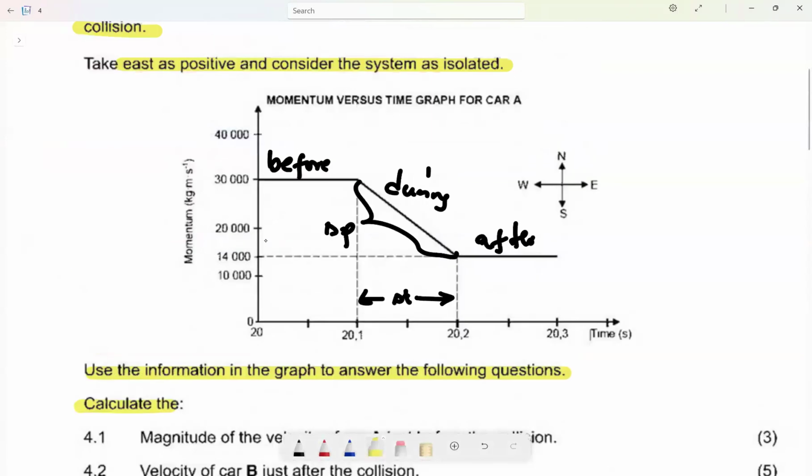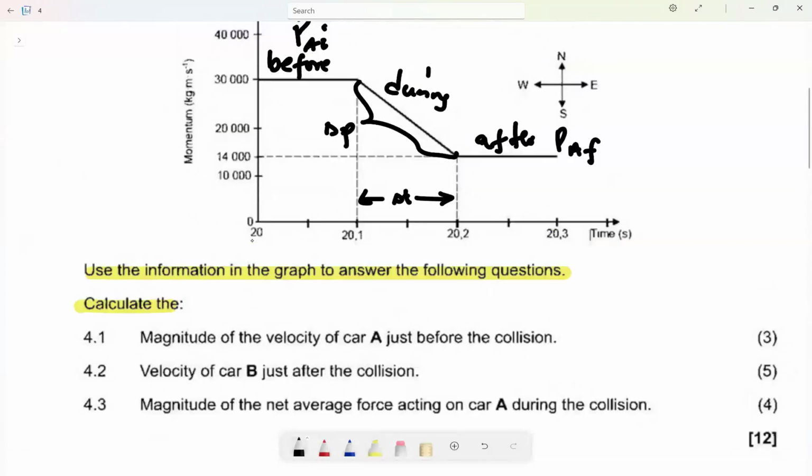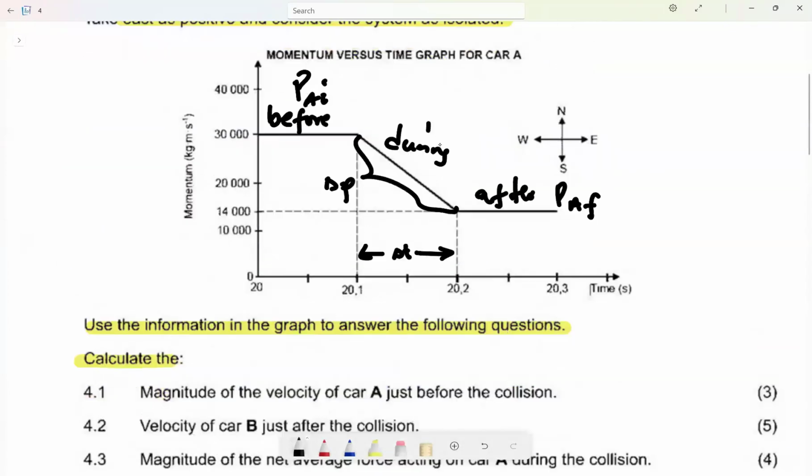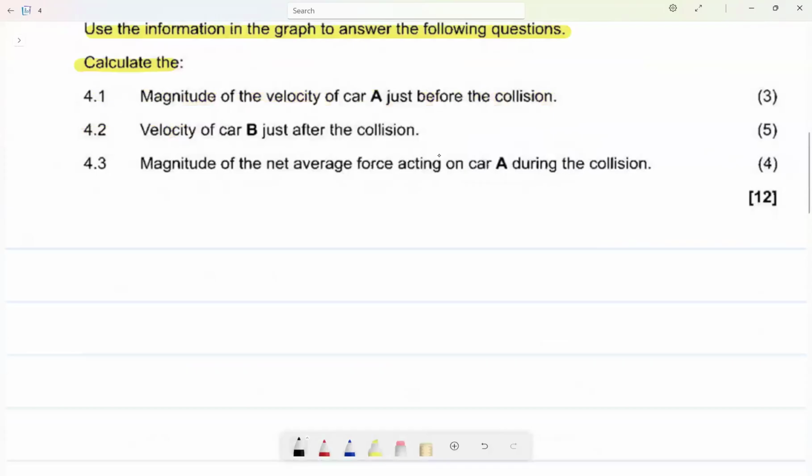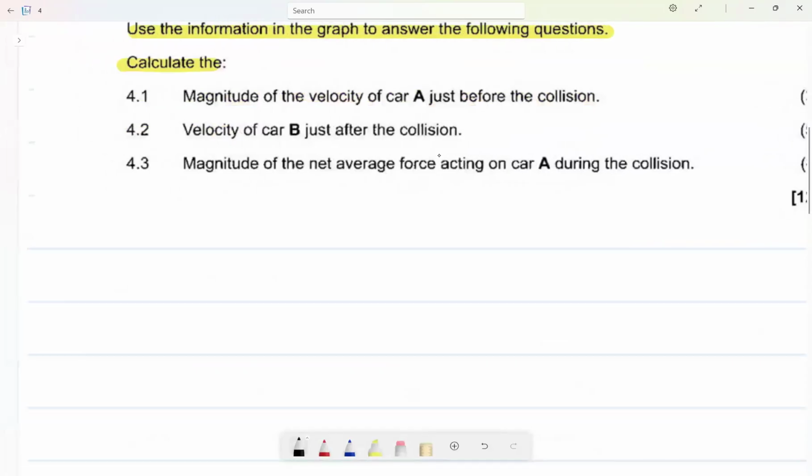Here we have momentum of A initial and momentum of A final. But they want us to calculate the velocity of A. So we have its momentum, we have its mass. They want a velocity, or a magnitude of velocity. So this should be a very nice equation where you say p is equal to mv.